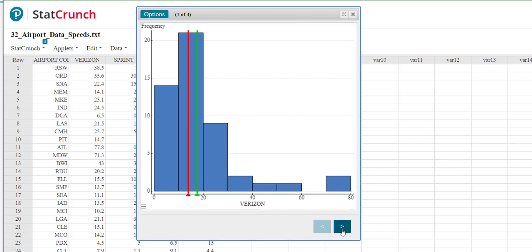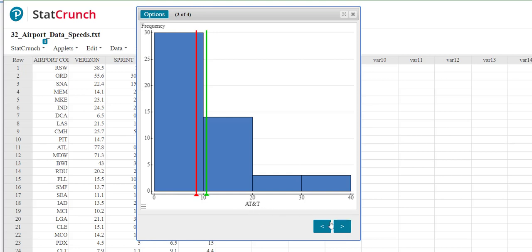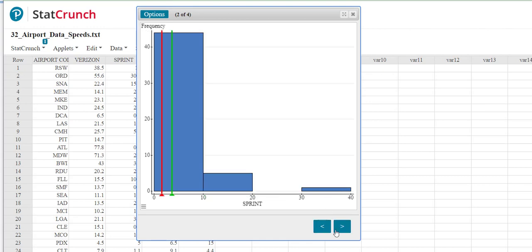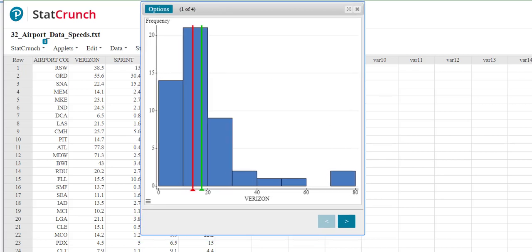But now notice that I have a little arrow here. So I can go, oh, there's Sprint, there is AT&T, and there's T-Mobile. Now our axes changed a little. Notice that T-Mobile only goes to 30, Sprint to 40, AT&T also to 40, and then Verizon goes to 80. So ideally, we will want to set our x-axis to be the same for all four if we actually want to compare all four. Right? We don't want our axes to be different when we're comparing data sets. That's where the misuse of statistics comes in.